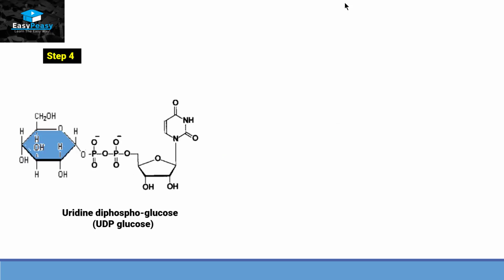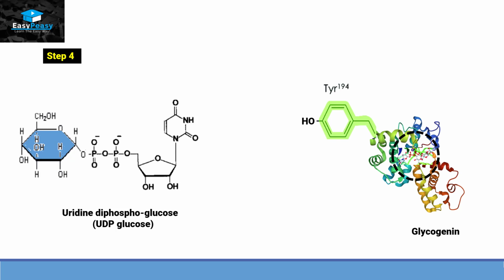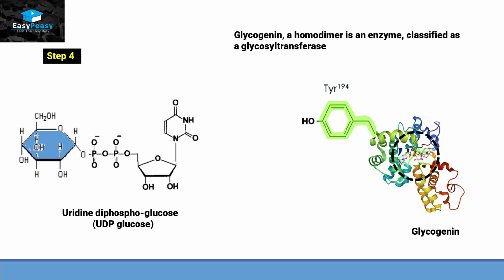Step 4. In step 4, now we have uridine diphosphoglucose or UDP-glucose. At this point, there will be an entry of a protein, and the protein that is going to enter this process is called glycogenin. Glycogenin is a homodimer enzyme, and it has this tyrosine amino acid at position 194 that will provide the opportunity to this glucose molecule to attach itself to glycogenin. So this reaction will occur like this.